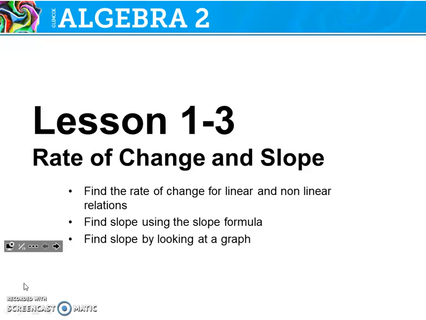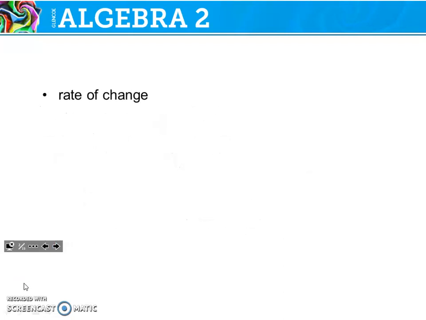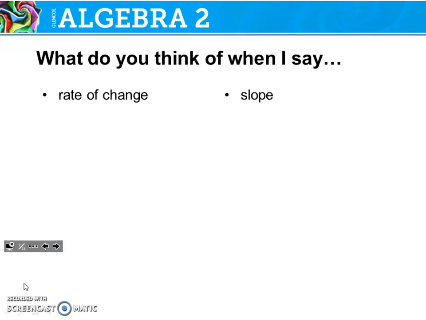We're going to talk about finding the slope using a slope formula. And we're also going to talk about finding our slope based on a graph of a line that we are looking at. Okay, so first video, we're going to go ahead and get started right in with rate of change, slope. What do you guys think of when I say rate of change or if I say slope? Pause the video, jot down all the things you guys think of when I say rate of change and slope.